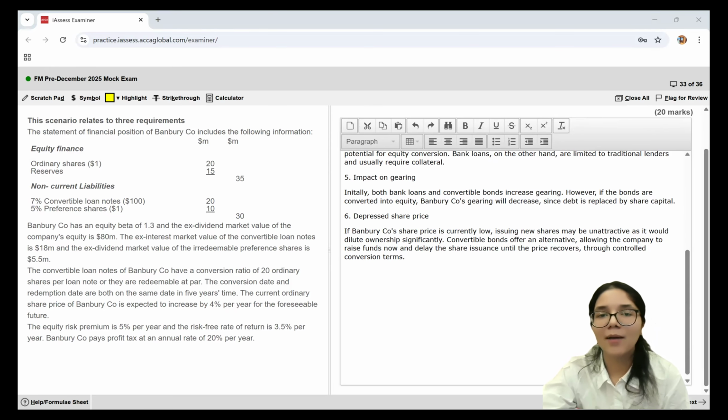So with this, we have come to an end to the very first question of section C in your FM pre-December 2025 mock exam. This was Banbury company. I'll see you in the next video, which will be the last video for this particular mock, where we will discuss the last question, that is question number 2 of section C of this paper.